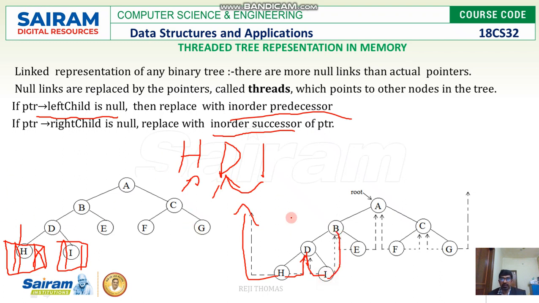So when you take the given tree and traverse it, you will be getting the order as H, D, I, then B. For I, the in-order successor is going to be B. So we can find a thread from I to B. Same way, you can find a thread from I to D on the left side. From H to D, there is a thread. From H to null, there is a thread. But see which is left and which is right.